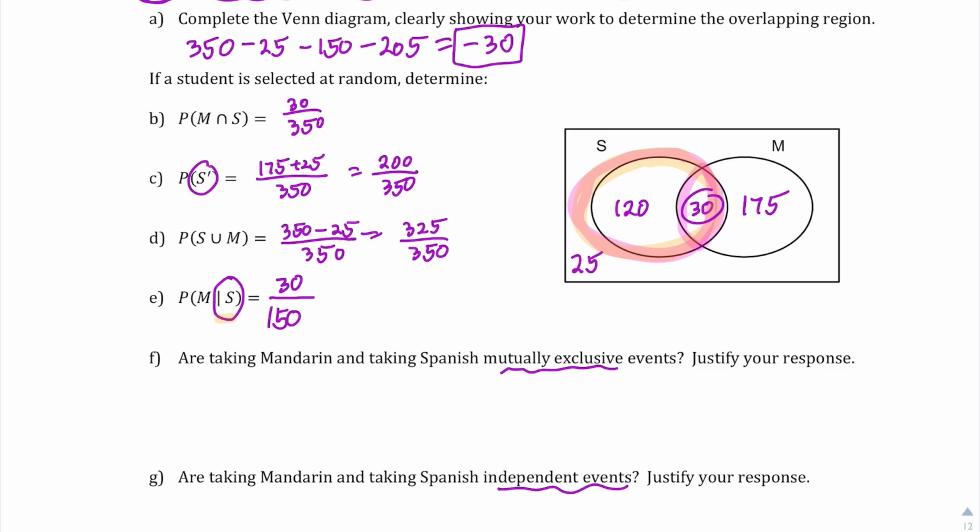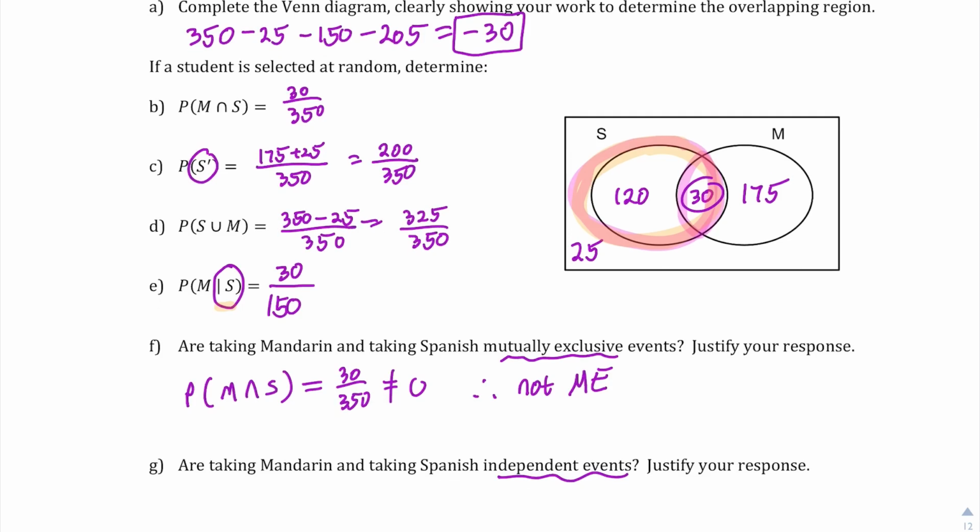Now we deal with the two big conceptual ideas for the lesson. Are taking Mandarin and taking Spanish mutually exclusive events? In this case, given that the probability of Mandarin and Spanish equals 30 out of 350, which does not equal 0, we can conclude that the events are not mutually exclusive because we have students who doubled up, and so the events can occur simultaneously. We would expect you to show evidence of working and then evidence of reasoning, which would be your conclusion.